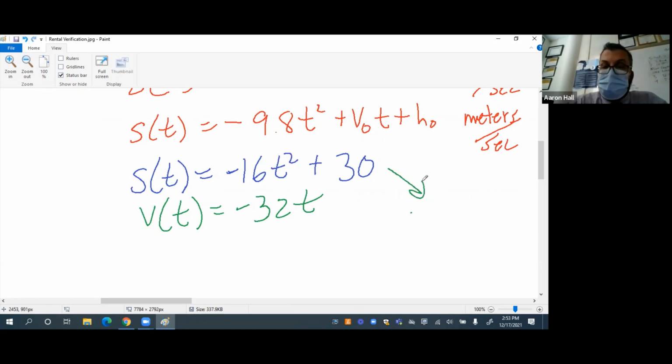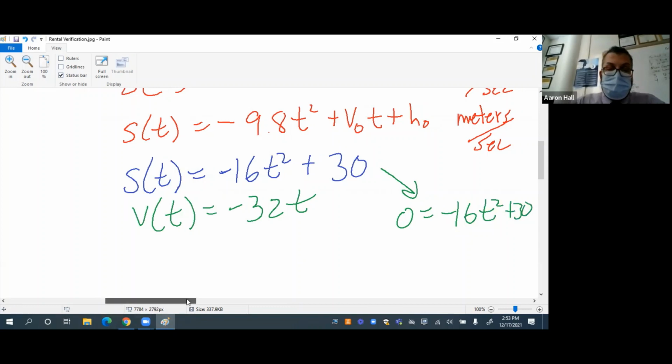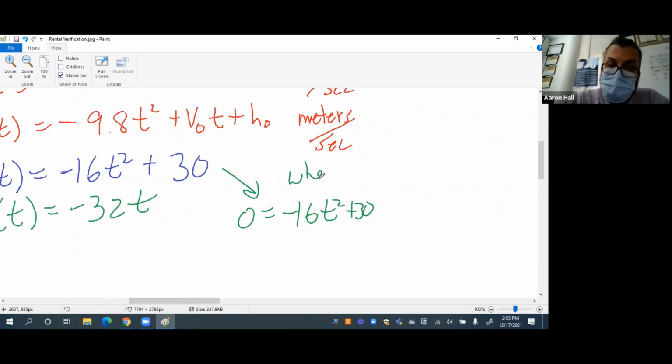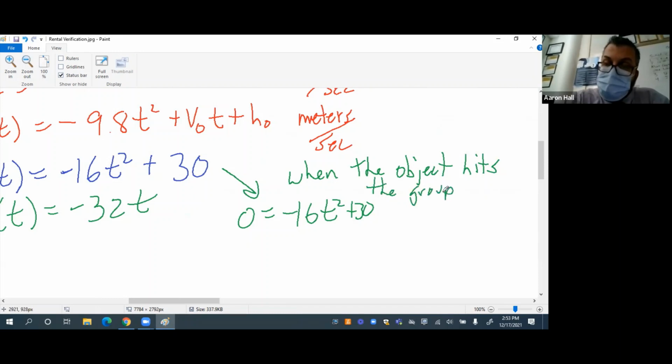So we're going to use 0 equals negative 16t squared plus 30, when the object hits the ground. How do I solve for this?